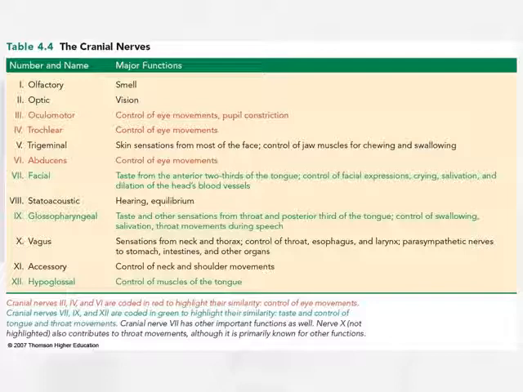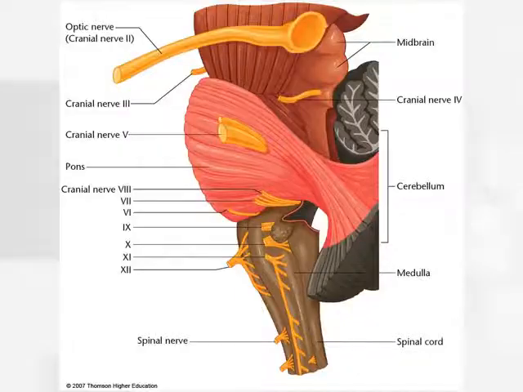Tenth cranial nerve, which is the vagus, which carries parasympathetic nerves to the stomach, intestine, and other organs. The accessory cranial nerve controls the neck and shoulder movements with the sternomastoid muscle. The hypoglossal nerve controls the muscles of the tongue. The last four cranial nerves emerge from the medulla oblongata, while the middle four cranial nerves emerge from the pons.